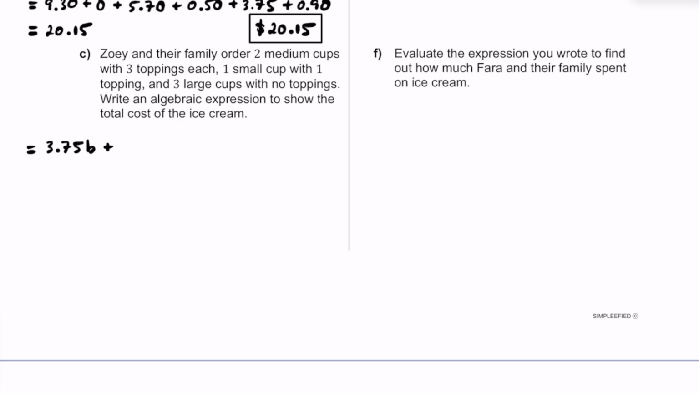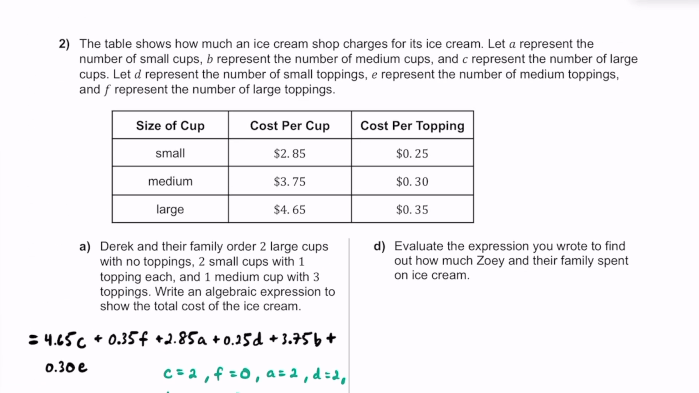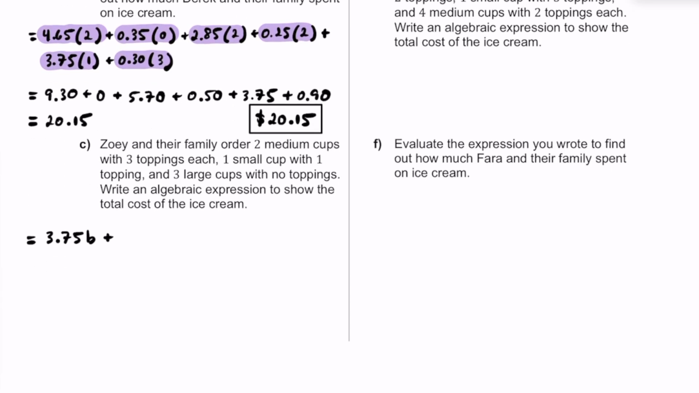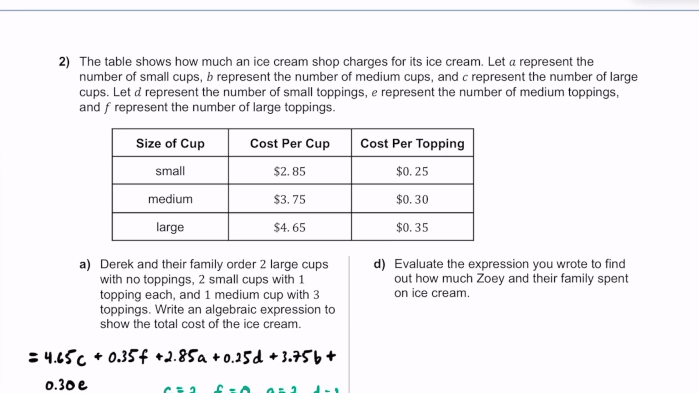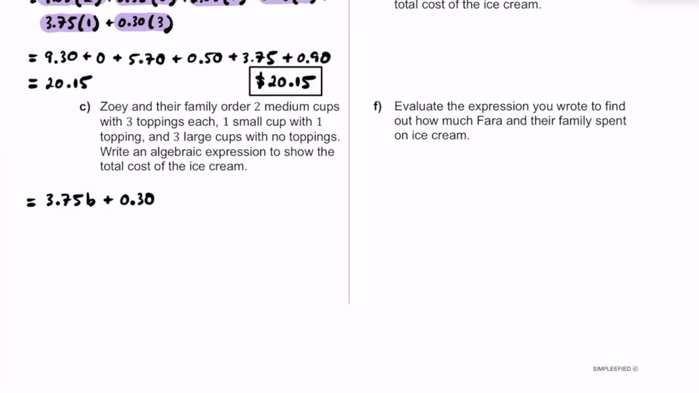What's the price of a medium topping though? A medium topping is going to be 30 cents, so 0.30. Okay, and then we'll deal with the number of these in just a moment. But for the medium toppings, what's the variable? It looks like it's going to be E. So let's go ahead and put an E here.